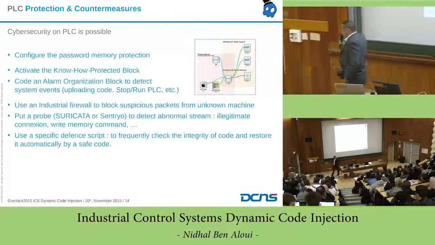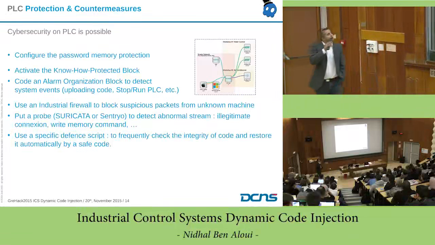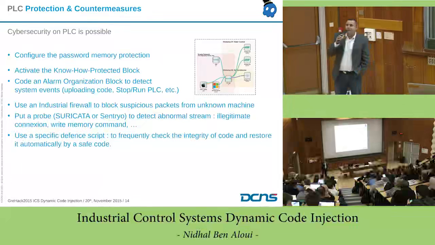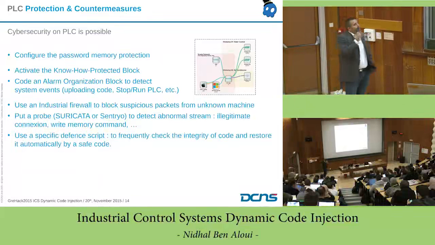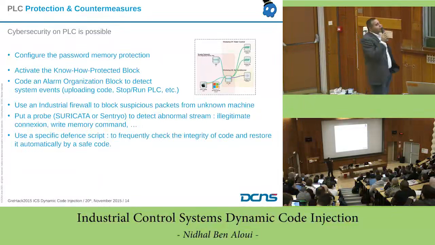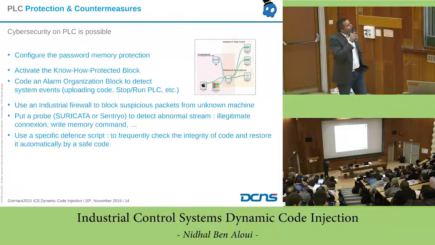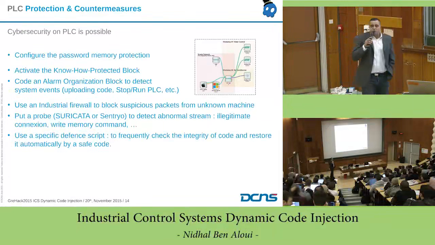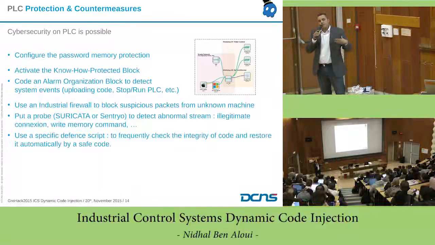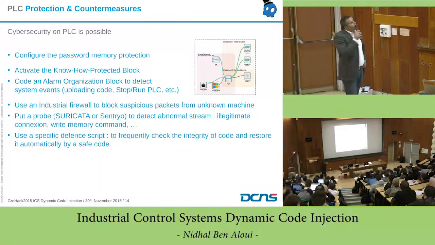And we propose some actions to protect this PLC. We propose to configure the password memory protection, even though it's very easy to break it or to jailbreak it, but we should put it. Siemens gives us the recommendation to put it, so we should do it. We can also activate the know-how protect block. Without this protection, when we download the OB1 from the CPU, we can clearly read the source code of the file.